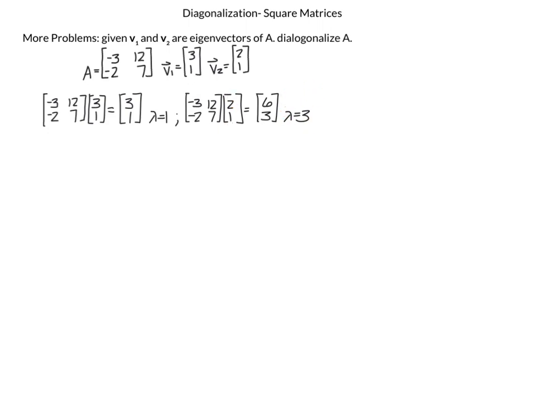Certainly you can solve the matrix A minus lambda I, but this is, I think, straightforward because it's such a small matrix. So now I can construct P, which will be my eigenvectors (3, 1) and (2, 1), and D that has my eigenvalues on the diagonal. So I have my 1, 0 and my 0, 3.